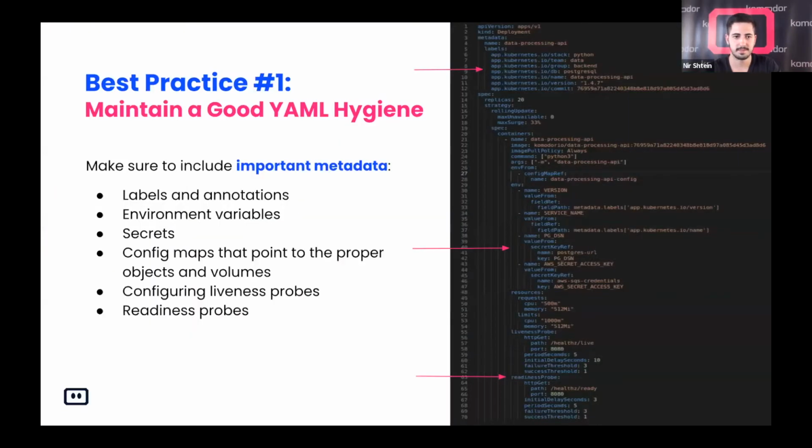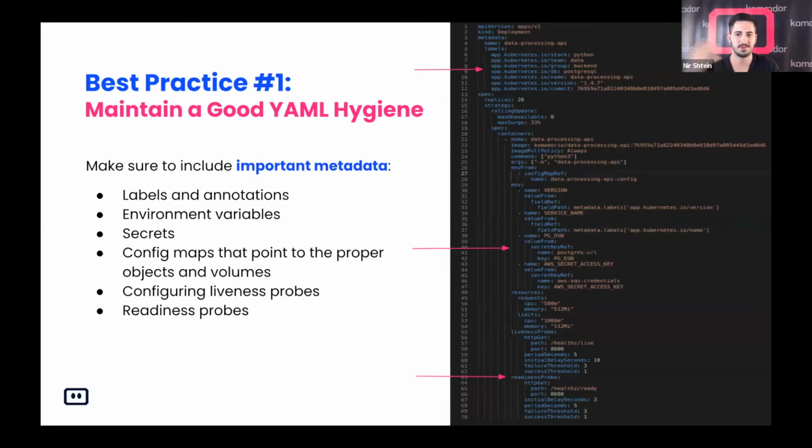So the first best practice is to maintain good YAML hygiene. Keep your YAML very small and neat. And why is that? YAMLs in Kubernetes are like the desired state. Kubernetes strives to match the content that is written inside the YAML. So how can we improve our YAML files? The first thing is to include important metadata inside the YAMLs. Two common metadata are labels and annotations. Many people get confused between those terms, but they are very simple.